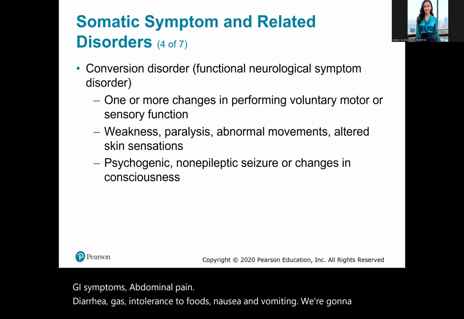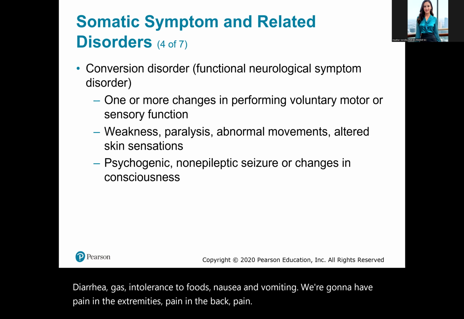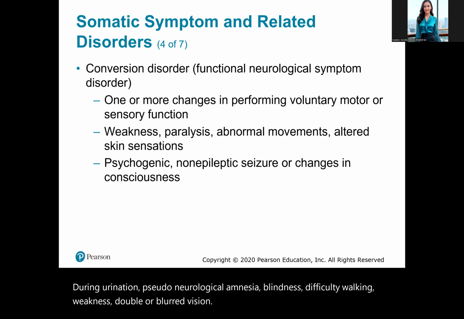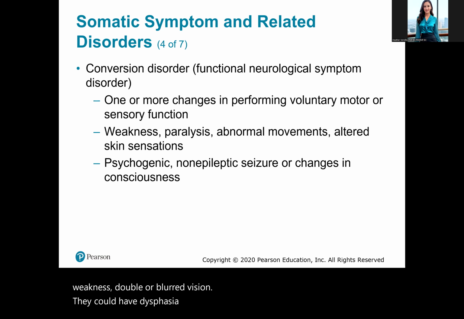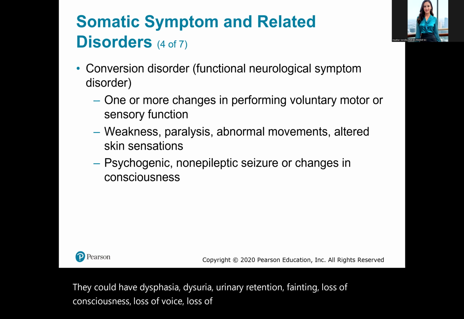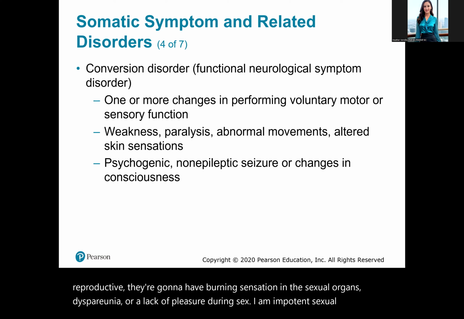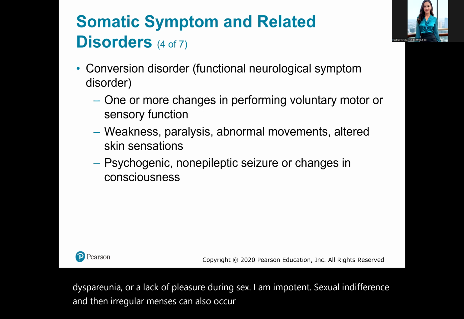We're going to have pain in the extremities, pain in the back, pain during urination. Pseudo-neurological symptoms: amnesia, blindness, difficulty walking, weakness, double or blurred vision. They could have dysphagia, dysuria, urinary retention, fainting, loss of consciousness, loss of voice, loss of hearing. They could have a seizure. For reproductive, they're going to have burning sensation in the sexual organs, dyspareunia or lack of pleasure during sex, impotence, sexual indifference, and then irregular menses can also occur because of the stress.